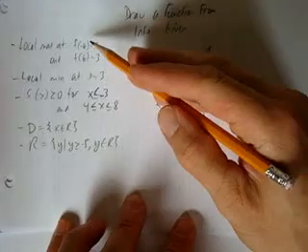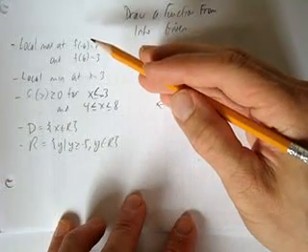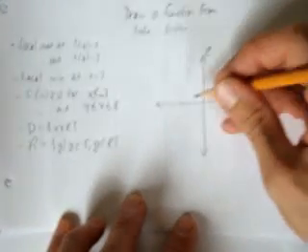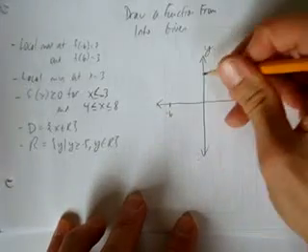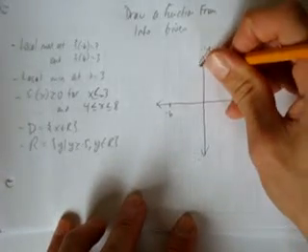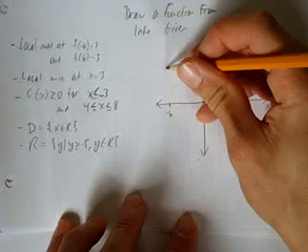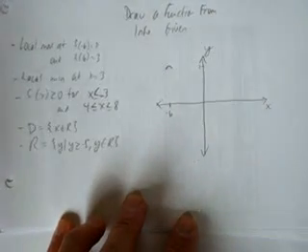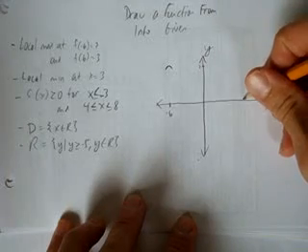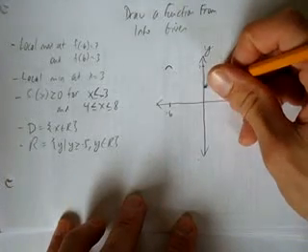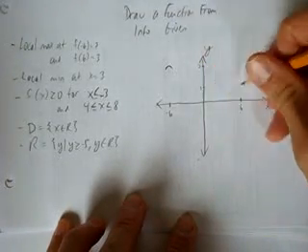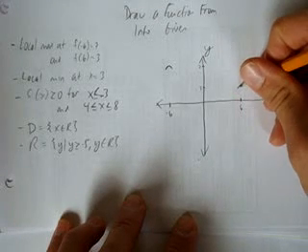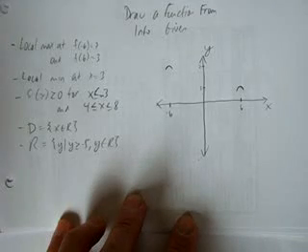Alright, local max at f(-6) equals 7. That means when you go out to -6 and go up to 7, there should be a local max here. So I need it to peak out here, so I draw a little peak like that. Also at x equals 6, and somewhere exactly at 3, I need another max. So I need a peak out there. So I draw my little peaks.